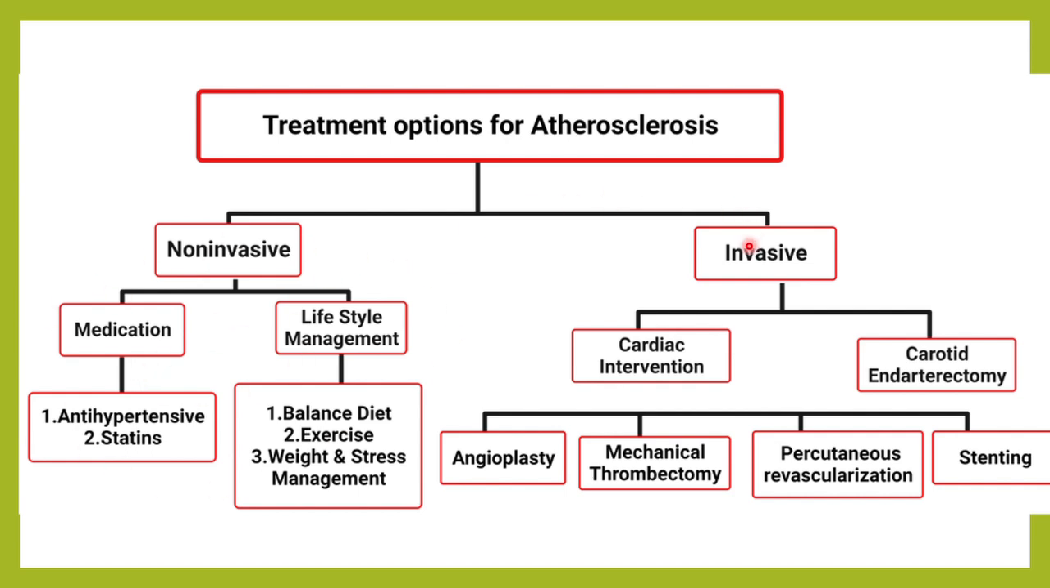Then you have your invasive methods, where we will have to intervene to save the patient from heart block, etc. We might have to do a cardiac intervention, an angioplasty, a mechanical thrombectomy, where we go and remove the thrombus mechanically, or percutaneous revascularization so that we establish the blood flow. We might have to do stenting, or put in some stents surgically. This is the invasive way. And also carotid endarterectomy, when the carotid arteries are involved because of atherosclerosis.